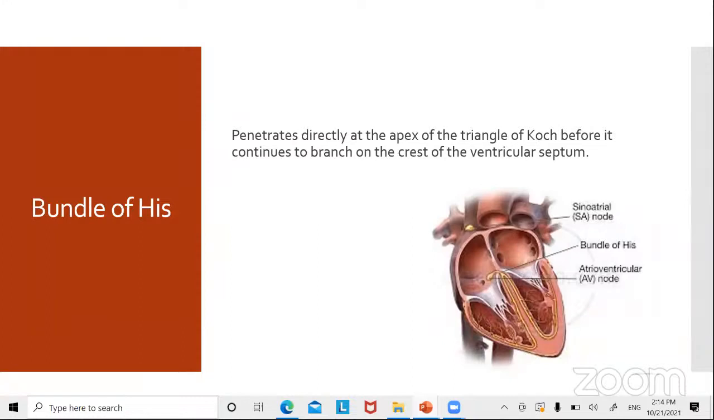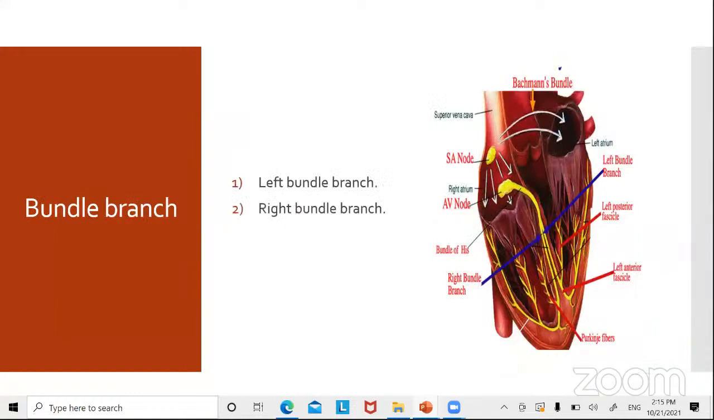The bundle of His penetrates directly at the apex of the triangle of Koch before it continues to branch on the crest of the ventricular septum. There are 2 bundle branches: the left bundle branch, which divides into anterior and posterior fasciculi that run subendocardially down the septal surface of the left ventricle to the apex.